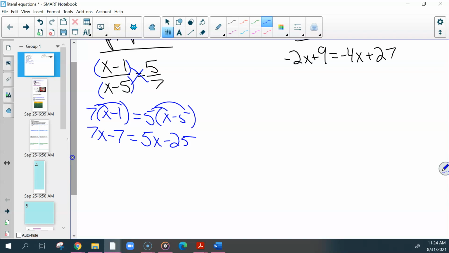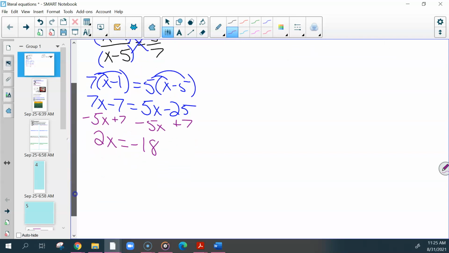Here I can look at this and see I have two different coefficients, so this is going to give me one solution. Then I can continue solving this: pick one of your variables, move it to the other side, pick one of your constants, move it to the other side. I'm going to go this way, so subtract 5x on both sides, and add 7 to get 2x and negative 18. And then divide on both sides.